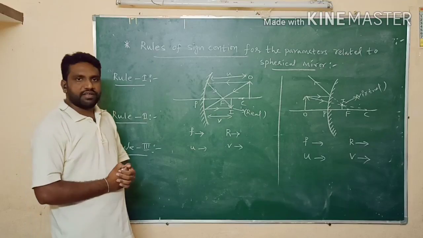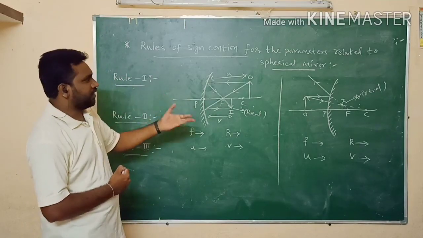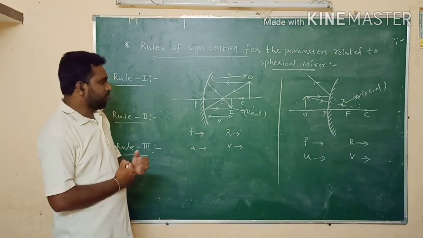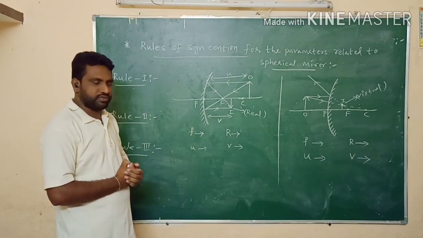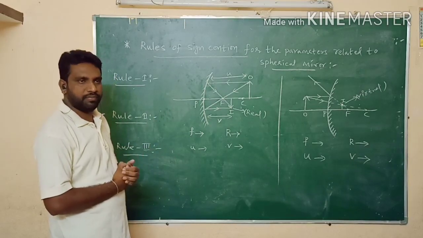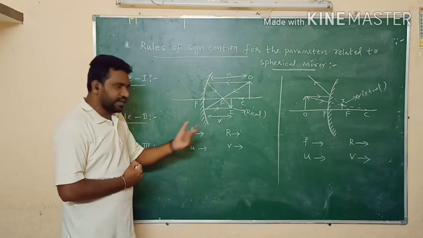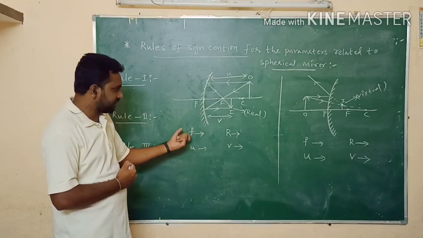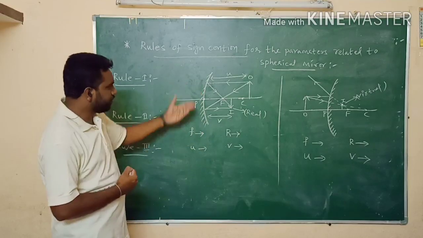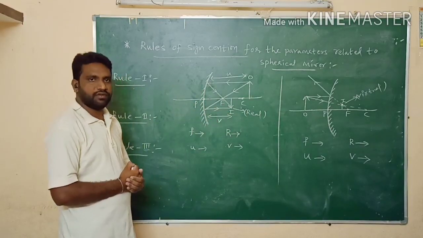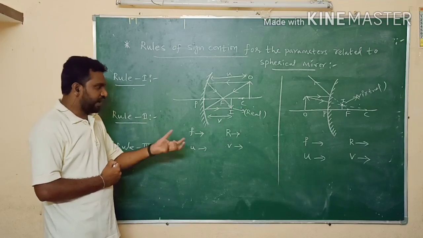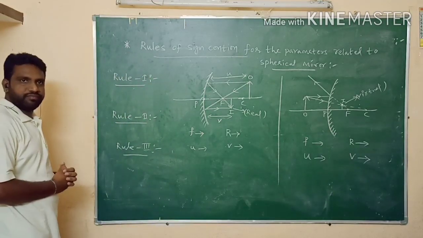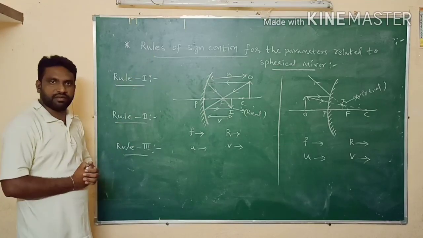After getting the image by a concave or convex mirror, we have to measure all these distances. But when we substitute these values in the mirror formula while solving problems, we have to consider their sign. Sign means whether these values become positive or negative, plus or minus. When they become positive and when they become negative depends on the rules of sign convention. That is the basic purpose of the rules of sign convention.